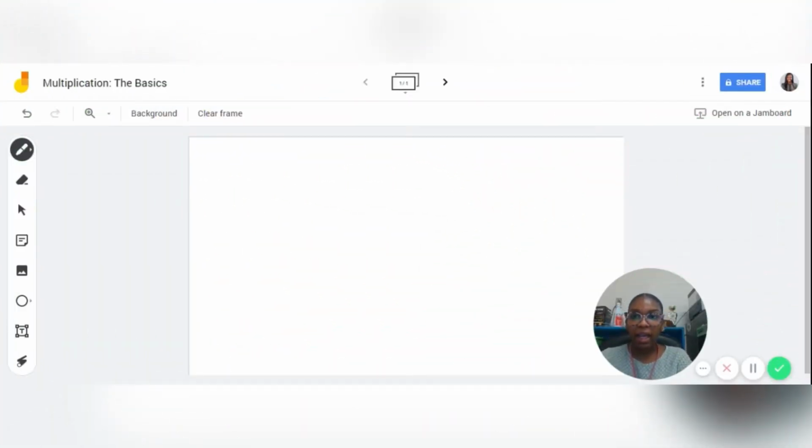Friends, I am back, and I'm back to show you the basics concerning multiplication. All right, we know in 4th grade we learn all these different strategies to multiply, but I want us to remind ourselves of what we learn as the foundation of multiplication. Okay, so here we go.